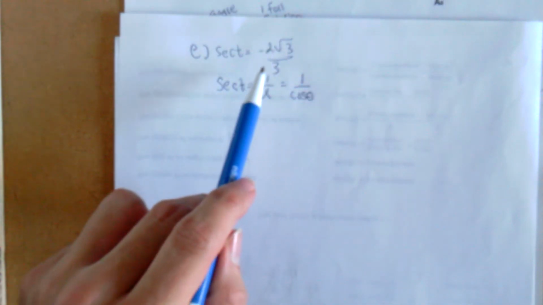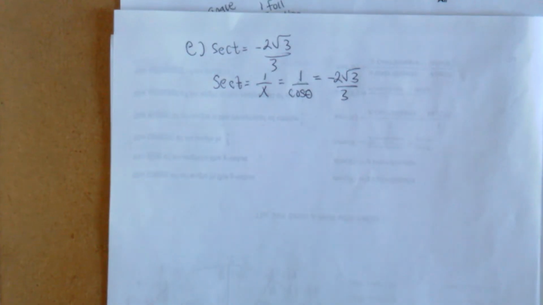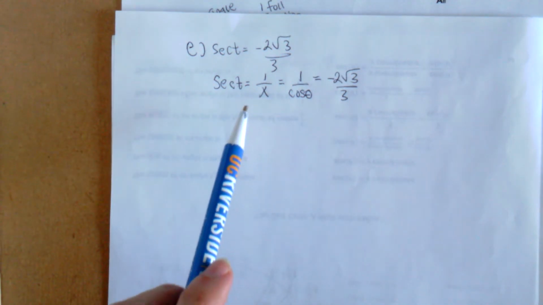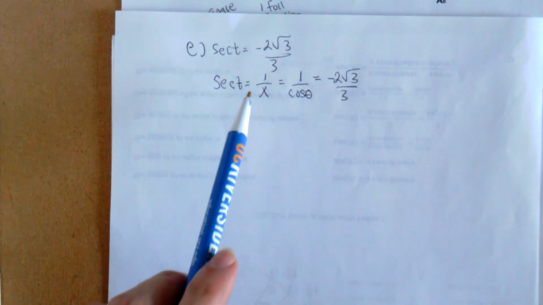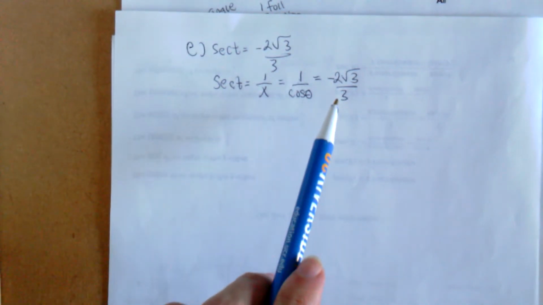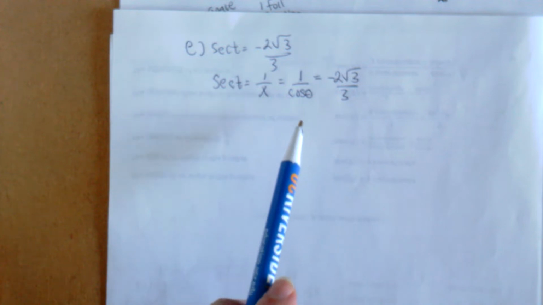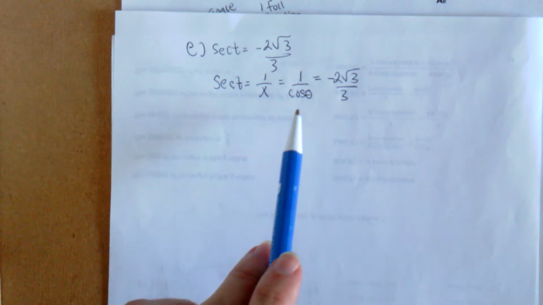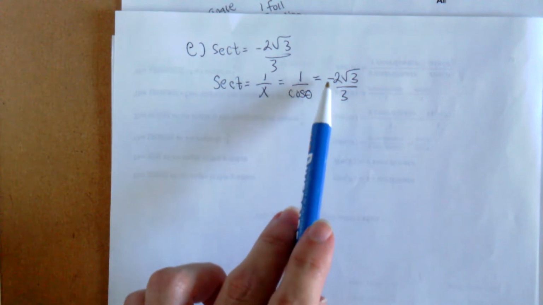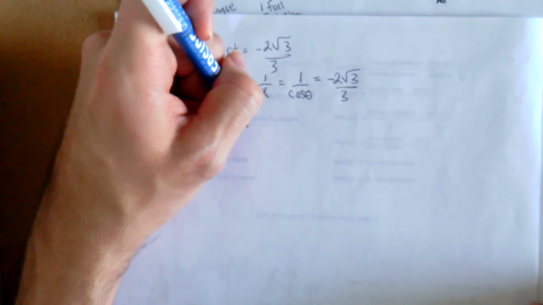Now in this case, secant is -2 square root of 3 over 3, so we can set this equal to -2 square root of 3 over 3. Now we just need to figure out what x value, when you divide 1 by it, gives -2 square root of 3 over 3. In other words, what value does cosine have to be? So let's solve for x, just like we did in the last problem.